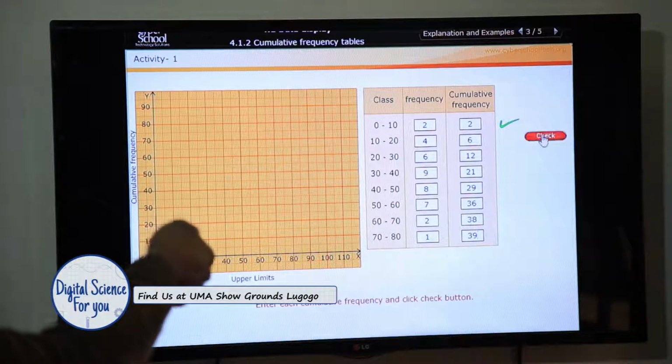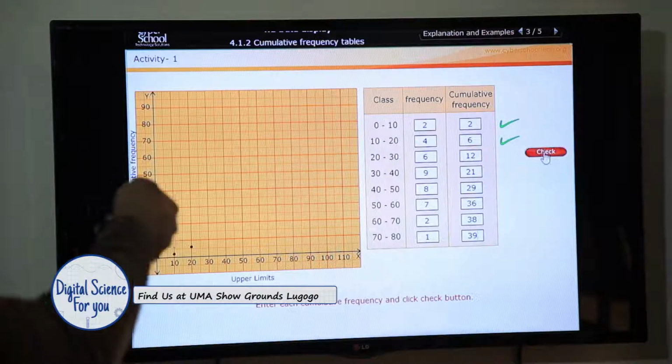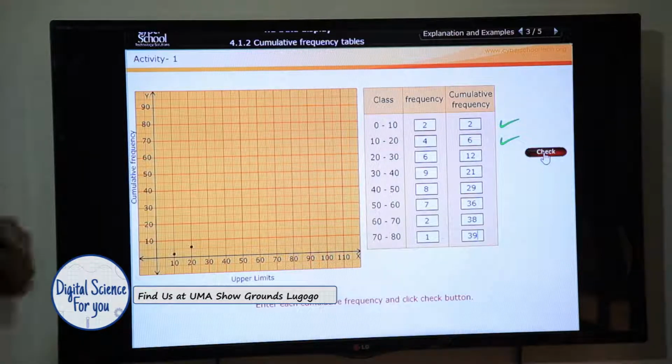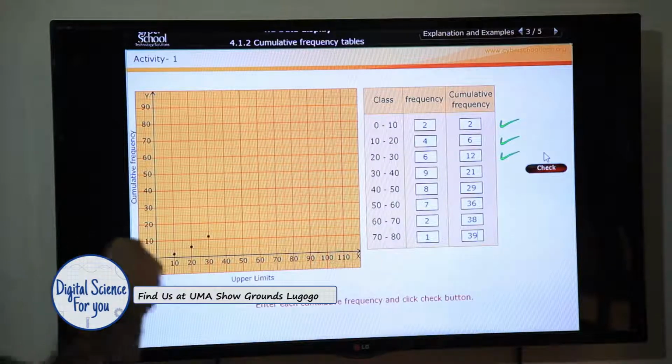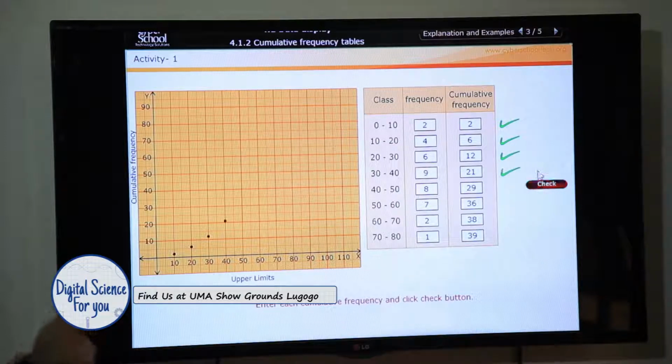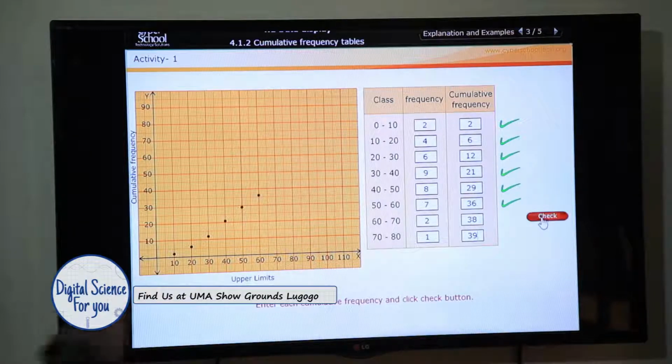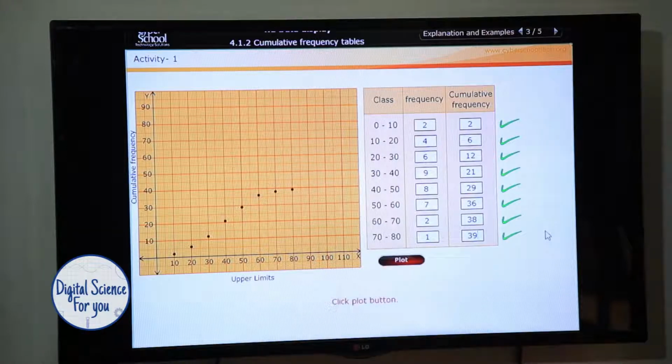I go back to check here. Next one, I plot 4 and 6. That one matches the frequency and cumulative frequency. I go and plot 6 and 12, 30 and 12, then 40 and 21, then 50 and 29, then 60 and 36, then 70 and 38, then 80 and 39. That is my last one there.